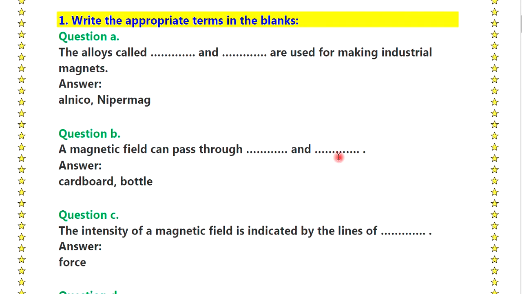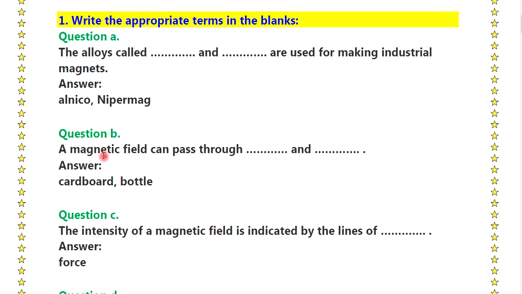Question number one, write the appropriate terms in the blanks. Question A: the alloy called as alnico and nipper mag are used for making industrial magnets.